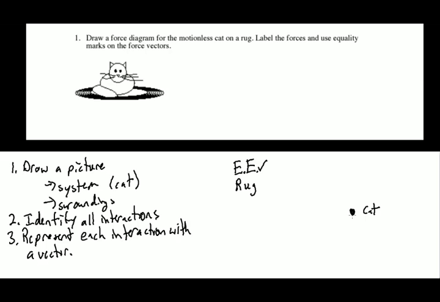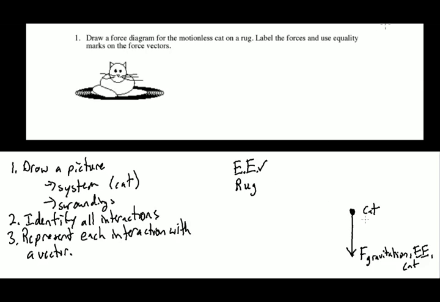The earth pulls down, so I draw an arrow directly down. I label it. This is F. It is a gravitational force. It is by the entire earth, and it is on the cat. So there's one force. We also have the rug.